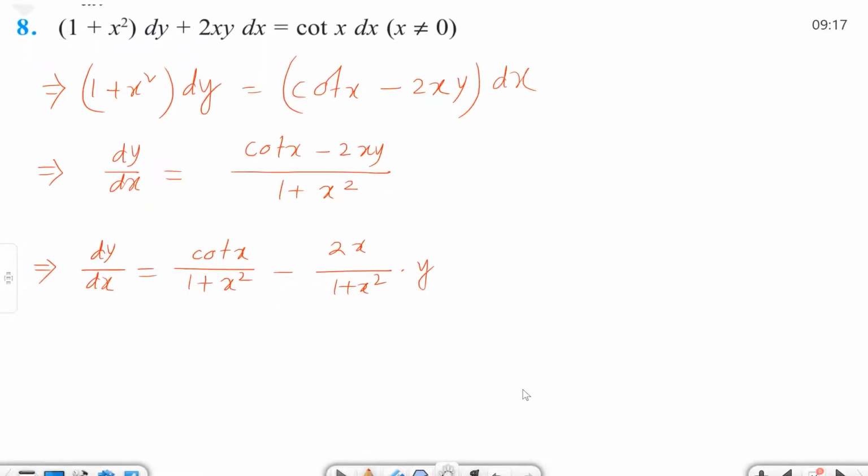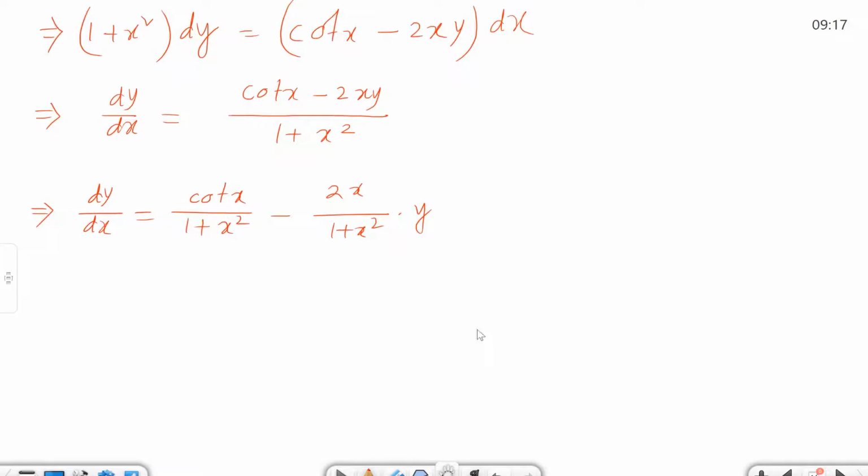So now think about which term is to be shifted to the left. The y term, that is the py term, is shifted to the left, right? So this implies dy/dx, this minus should be plus now, 2x over 1 plus x square into y. On the right side this is cot of x divided by 1 plus x square.